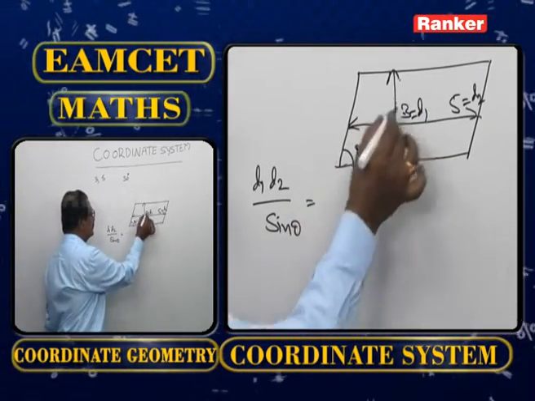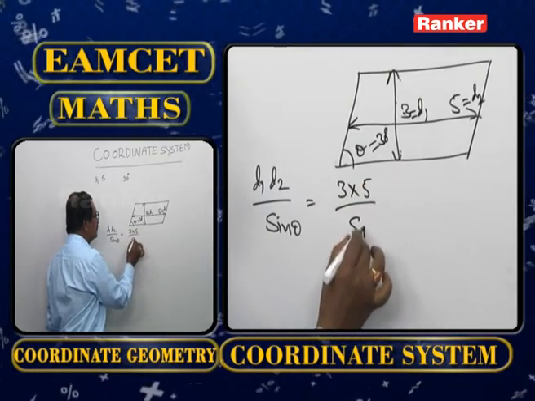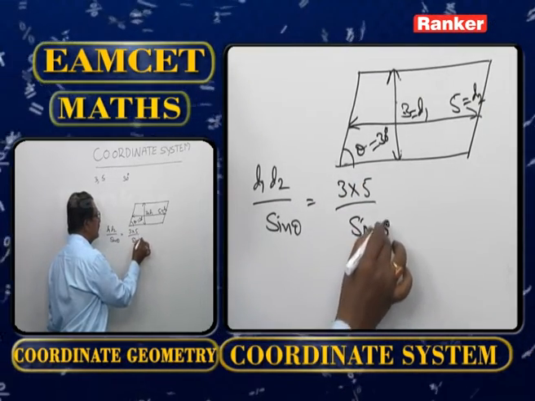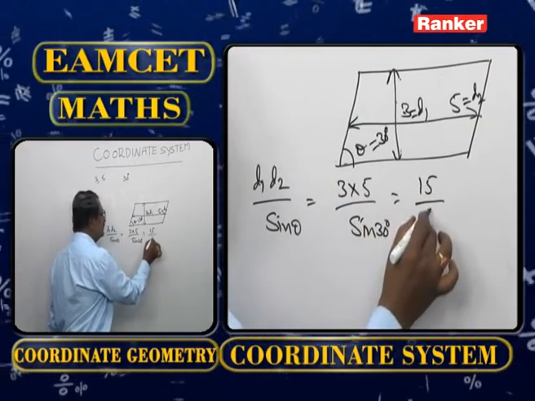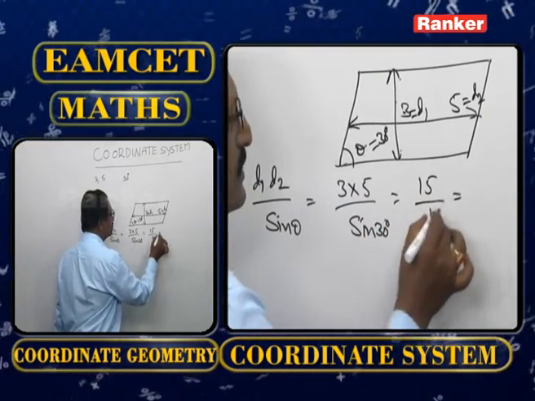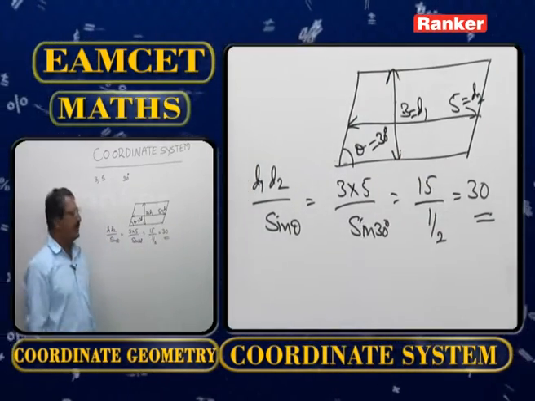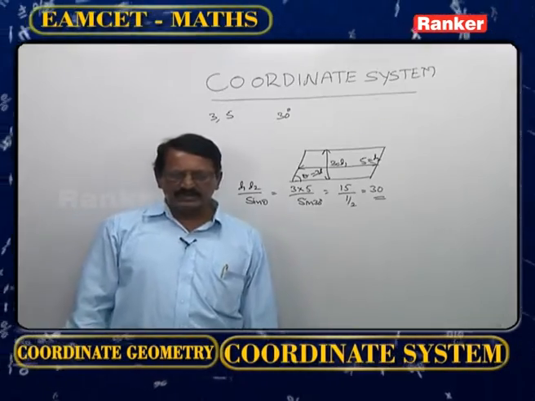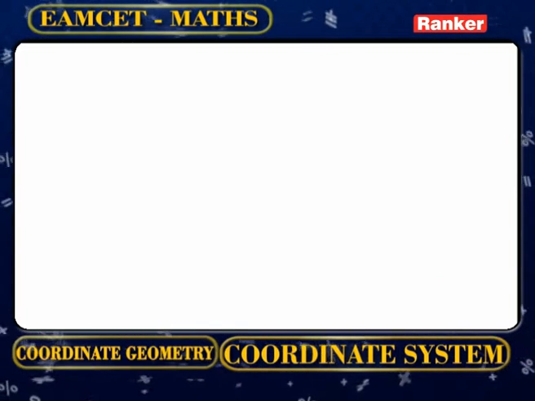Now substituting the values we get 3 into 5 by sin 30 degrees, that equals 3 into 5, 15, by sin 30 degrees value 1 by 2, that equals 30 square units. Now area of the parallelogram equals 30 square units, so the third option is correct. Next problem.